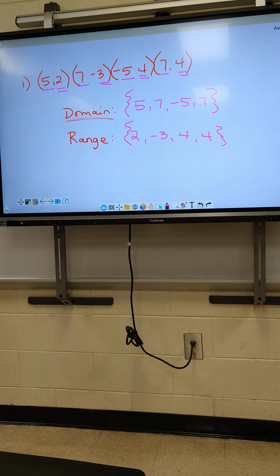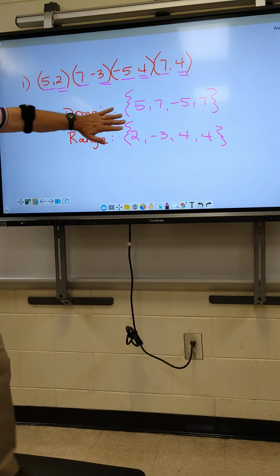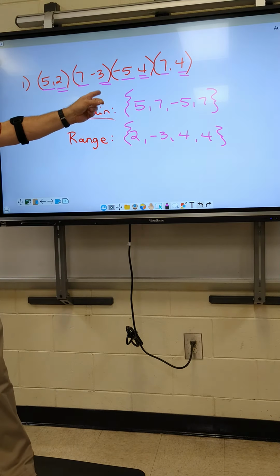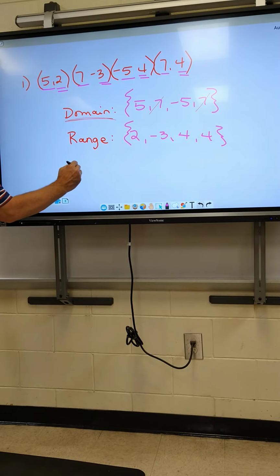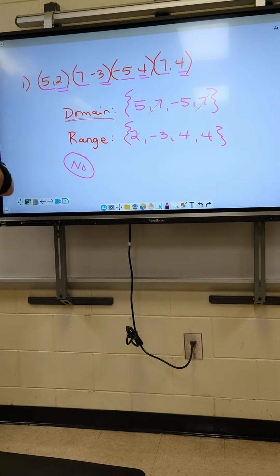All right, now, is this a function? Who remembers when it's not a function? When which numbers repeat, Emily? The x's. Don't even look at the y's, it doesn't matter. Look at your x's. If anything repeats, the 7 repeats, so it's a no. It can't repeat in the x. Only look at the domain. If any number in the domain repeats, it can't be a function.